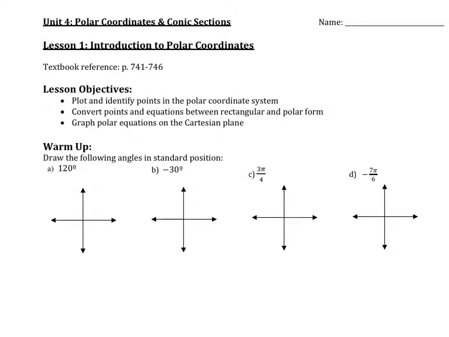Hey, welcome to Unit 4, Lesson 1. Unit 4 is going to be about polar coordinates and conic sections. And today's specific objectives, we'll read through them right here because this is going to be some new information. We're going to plot and identify points in the polar coordinate system. So this is new. We're going to convert points and equations between rectangular form and polar form. And we are going to graph polar equations on a Cartesian plane.